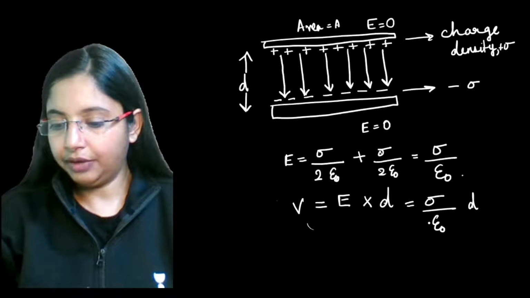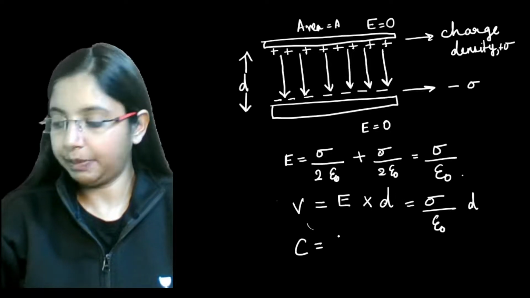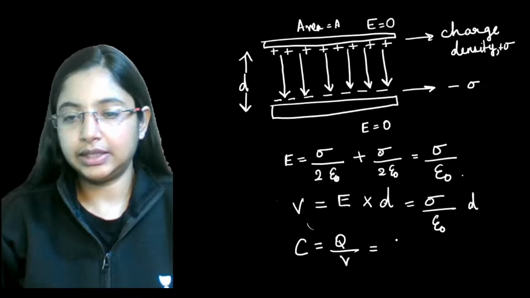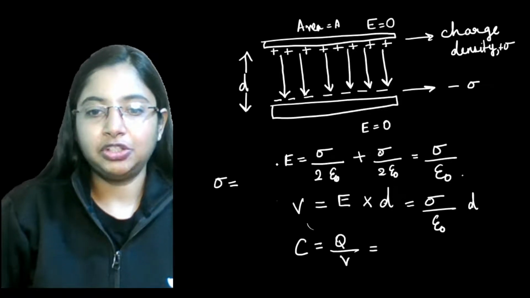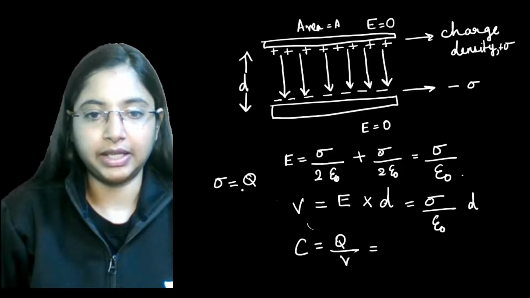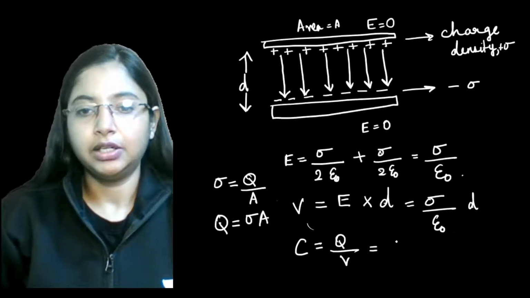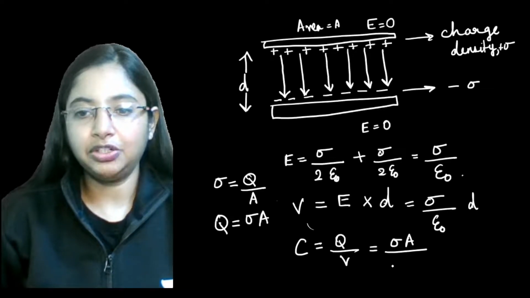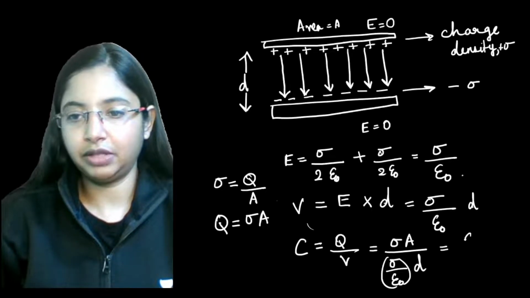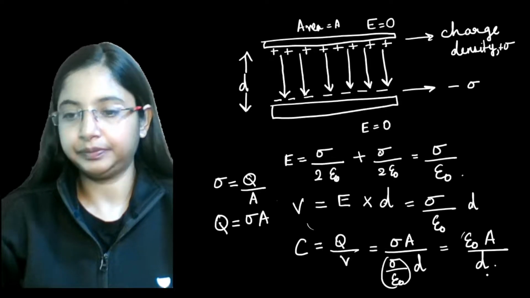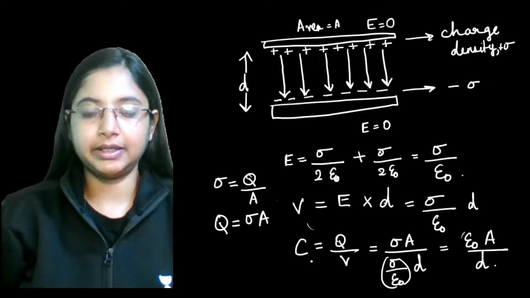Okay. Now from here, what is the capacitance of this parallel plate? Capacitance is given by Q by V. Q is nothing but charge. Charge density is the total amount of charge per unit area, so total charge will be surface charge density into area. So charge will be sigma into A, divided by potential, sigma by epsilon naught into d. If you take this, this will give you epsilon naught A by d. This gives you the capacitance of your parallel plate capacitor.